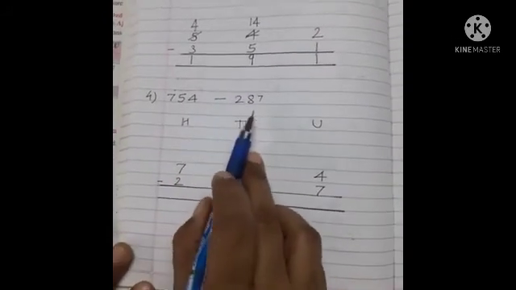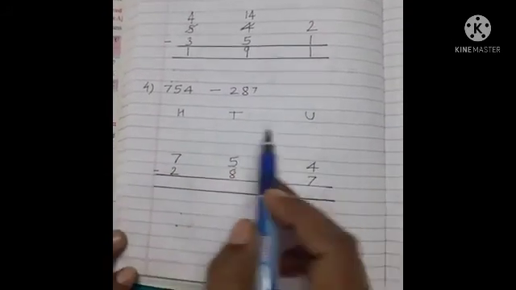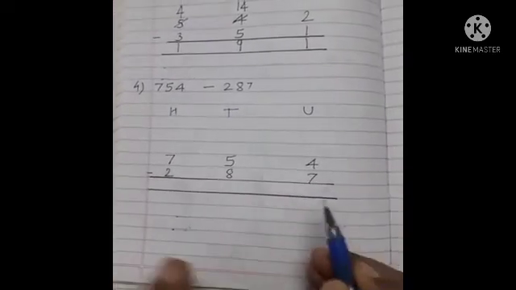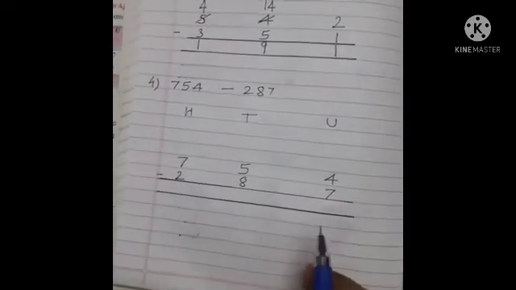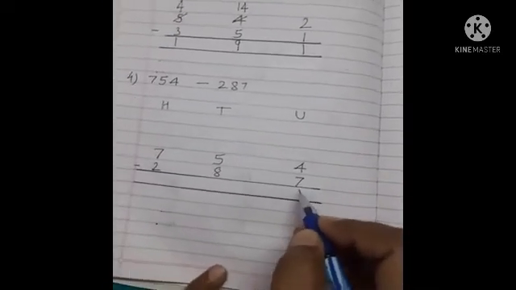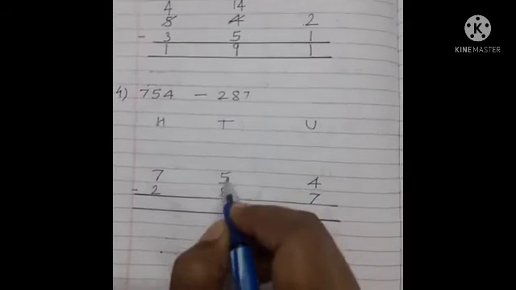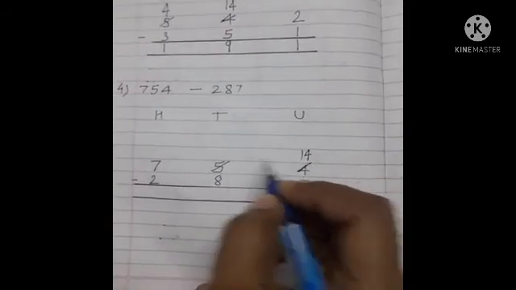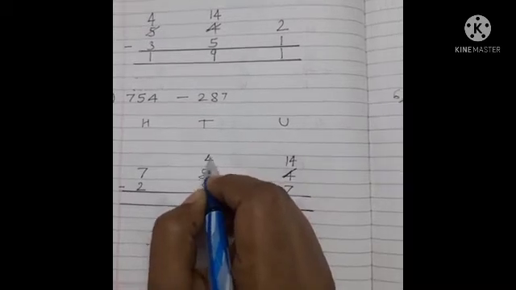754 minus 287. Same way, copy the question, unit, tens, hundreds. Leave 3 lines, copy the question place-wise and then subtract. Now, 4 minus 7, can we do? No. So what will we do? We will borrow 1 from the tens place. We will write here 14 and we will write here 4.